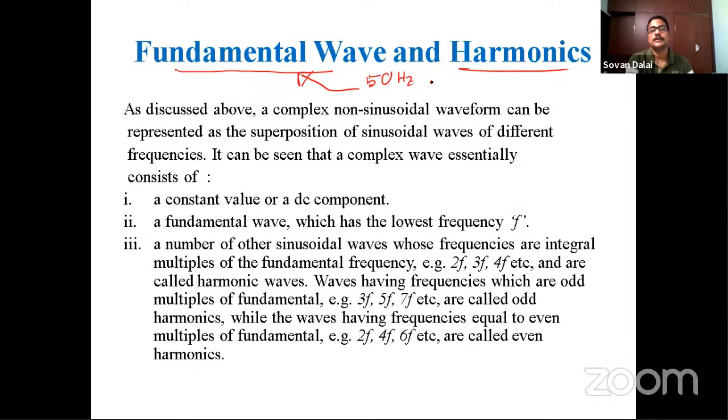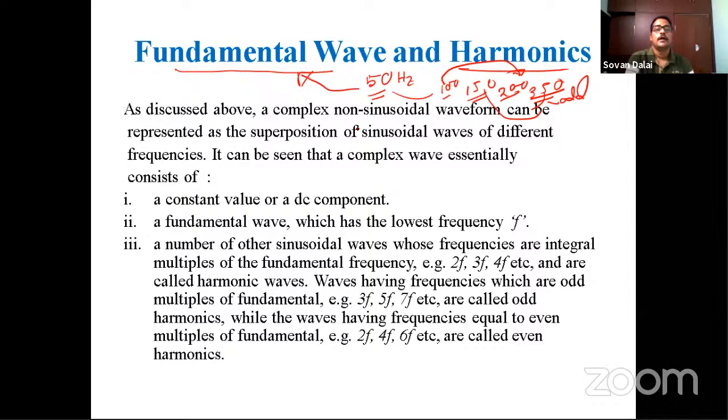But all the other terms, the multiples of 50, that is 100, 150, 200, 350, are called the harmonics of the fundamental component, this 50. And when these multiples are even values, they are called the even harmonics. And when these are odd values, they are called the odd harmonics.